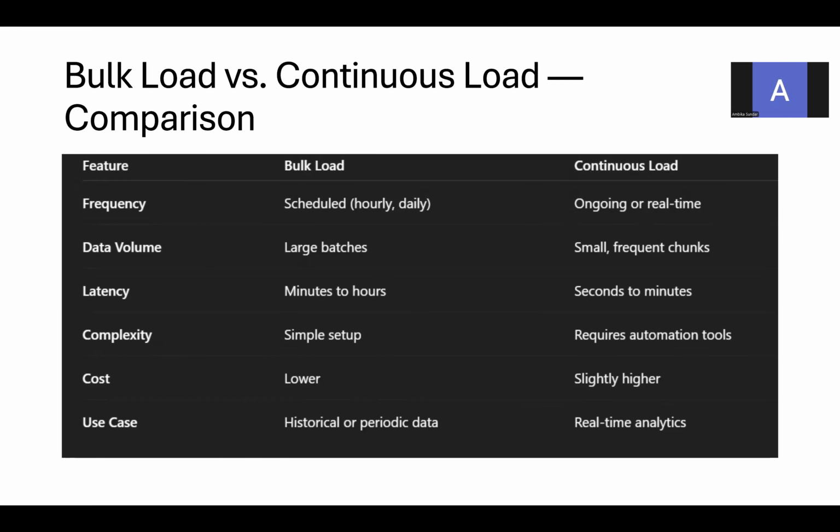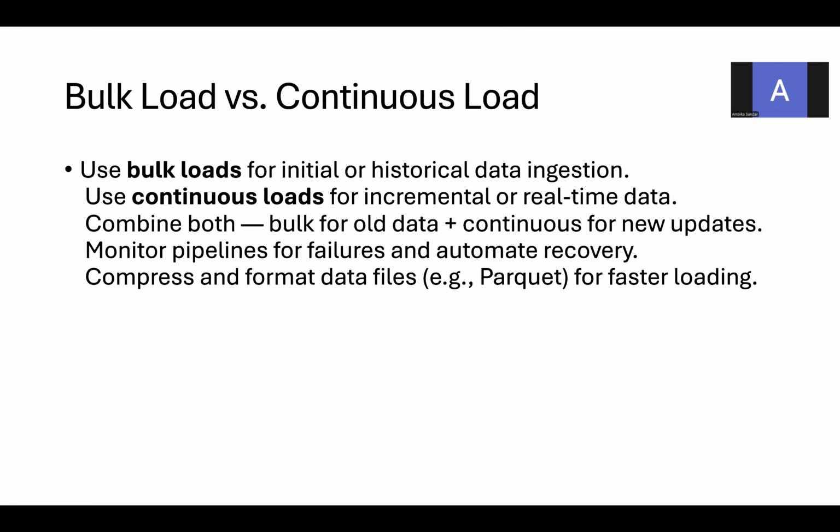The features are frequency, data volume, latency, complexity, cost, and use case. Coming to bulk and continuous load: frequency, scheduled hourly or daily versus ongoing or real time. Data volume, large batches versus small frequent chunks. Latency, minutes to hours versus seconds to minutes. Complexity, simple setup versus requires automation tools. Cost, lower versus slightly higher. Use case, historical or periodic data versus real-time analytics. These are the comparisons between bulk and continuous data load.